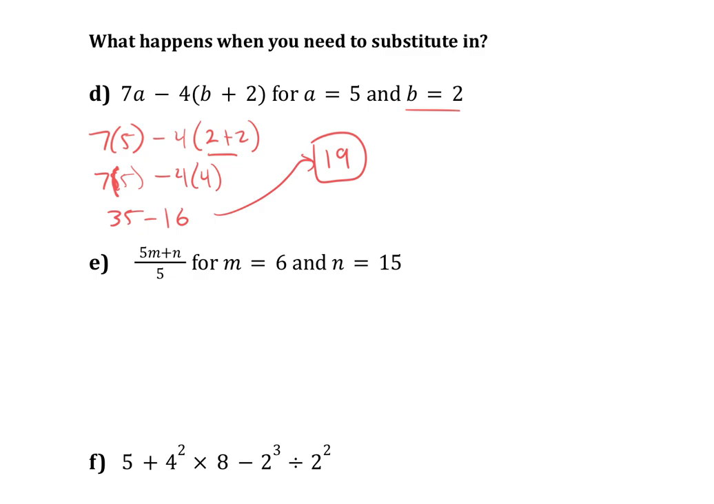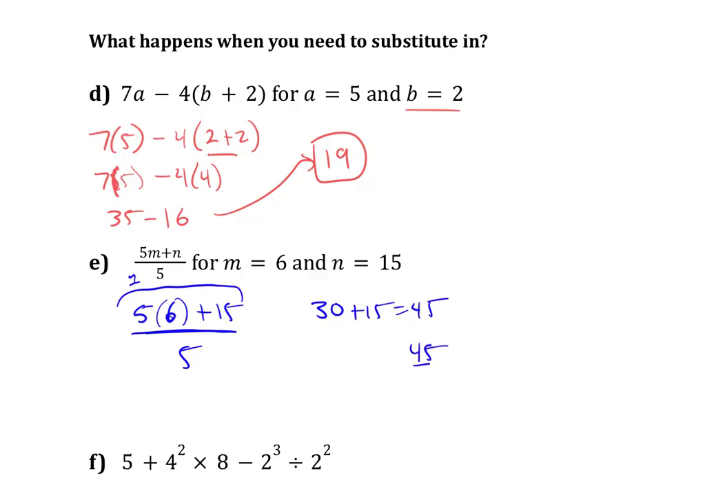For number 2, I'm going to substitute in exactly for my letters. Now, the way this is written, I'm doing everything on the top first. So all of this stuff is going to go before dividing by 5. So I'm going to take 30 plus 15 and get 45. And then my last step is going to be divided by 5. So that's going to be 9.